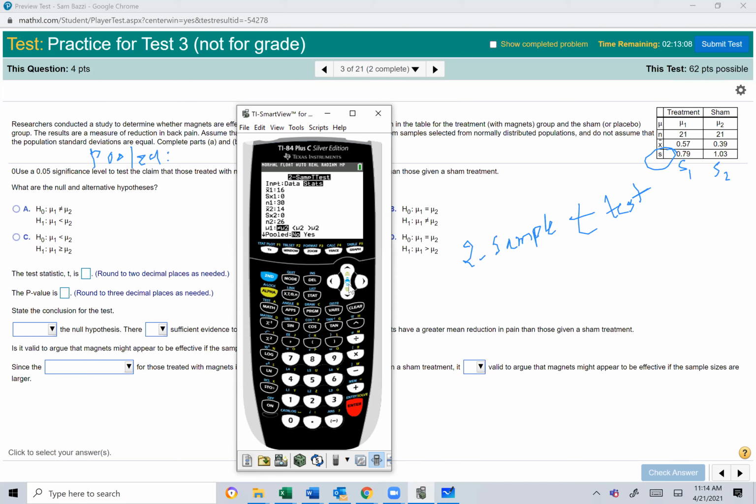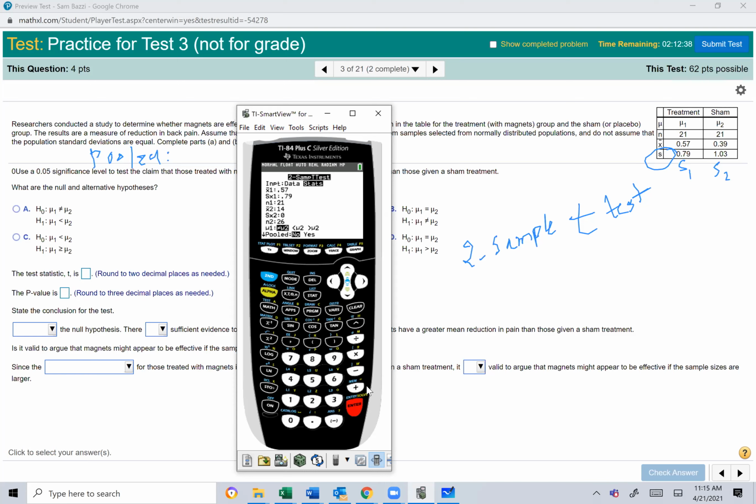Okay, see, x1 bar. What do I have for x1 bar? 0.57. So we're doing section 8.2 if you're wondering. 0.79. N1 is 21. That's why I wanted other students to be here today, because I'm reviewing chapters that we've done a while ago.